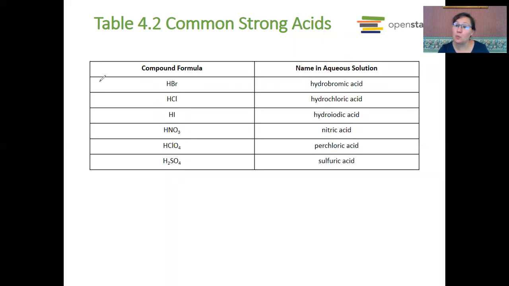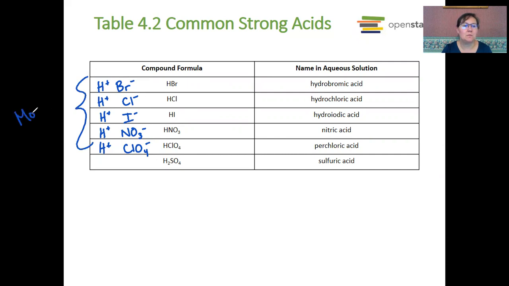See, we have HBr, and this is just a review from chapter 2. Is H+ and Br-, and HCl is H+ and Cl-, and HI, hydroiodic acid, is H+ and I-. Then we have HNO3, nitric acid, H+ and NO3 with a 1- charge. And then we have perchloric acid, H+ and ClO4 with a 1- charge. And these are all what we call monoprotic acids. And that's just mono for one protic. Monoprotic means one proton.